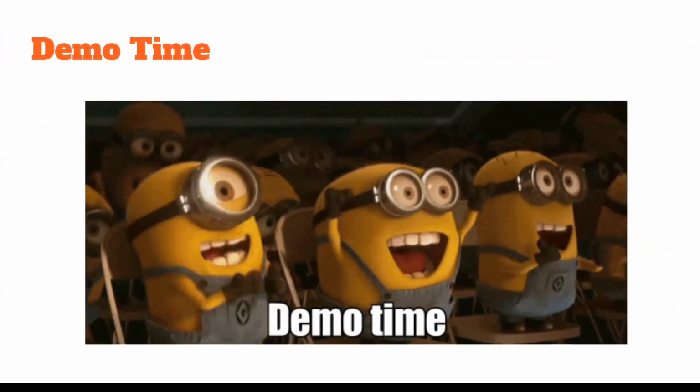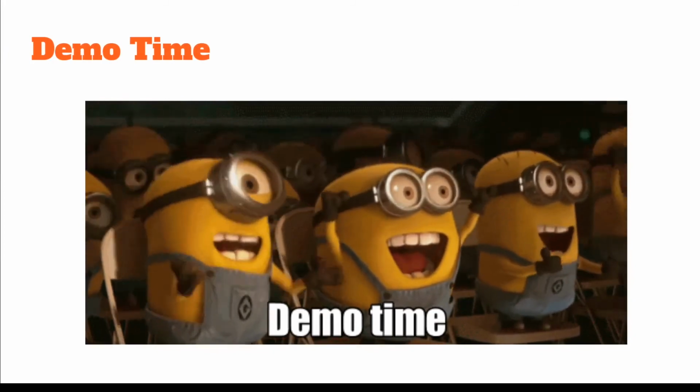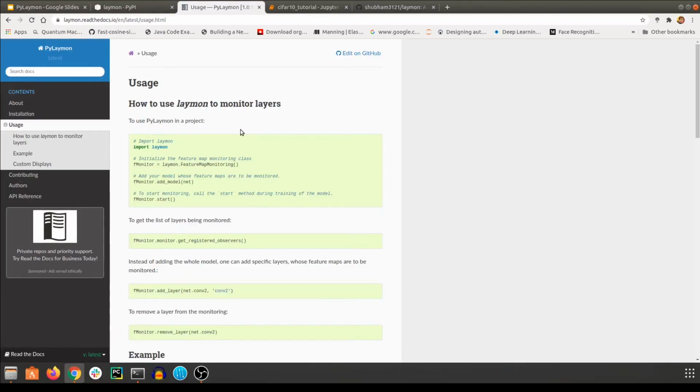Enough of presentation. Let's do a demo of the package. So how can you use the Laymon package to monitor the layers in your project? You can simply import Laymon, create an instance of the feature map monitor class, add the neural network model to the feature map monitor, and then call the start method during the training of the model to visualize the feature maps of the layers in real time.